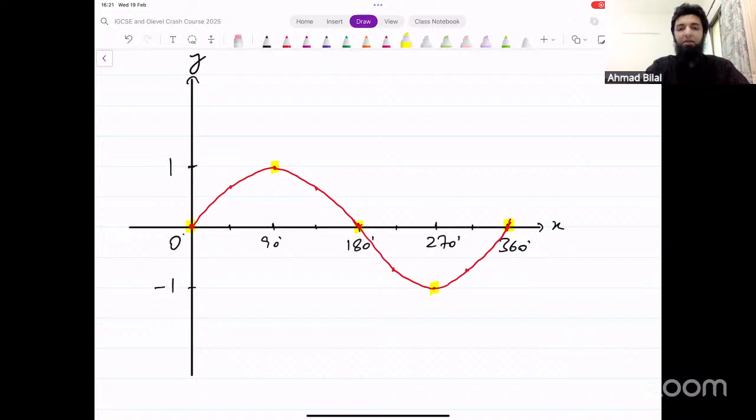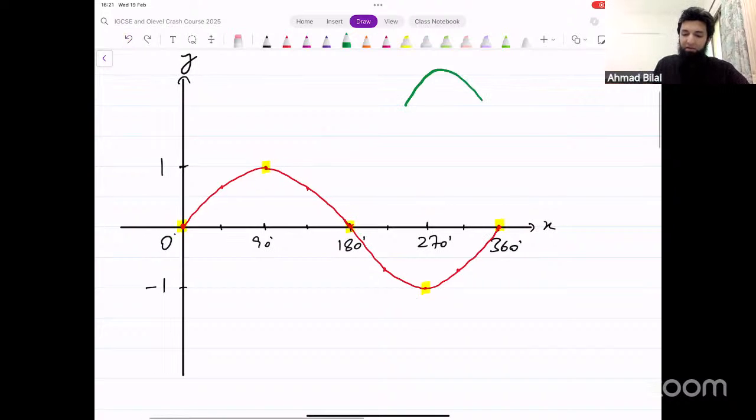In the calculator paper, you could find them using a calculator, but if it comes in the non-calculator paper, which is possible, you need to remember these values: the sine graph starts from 0, goes to 1, then to 0 again, then -1, and then back to 0. You need to remember these values and the shape of the graph. This is the shape of the sine graph. It looks like this.